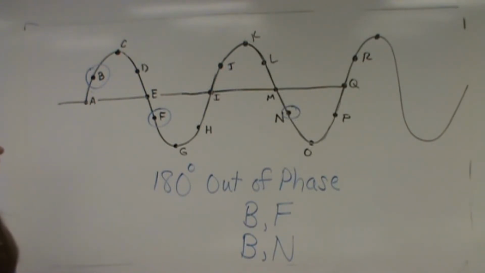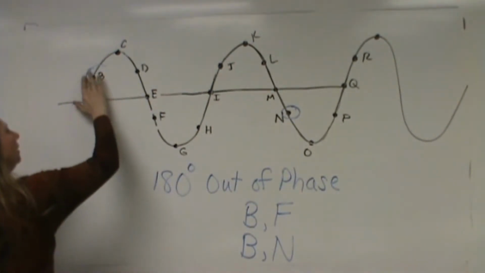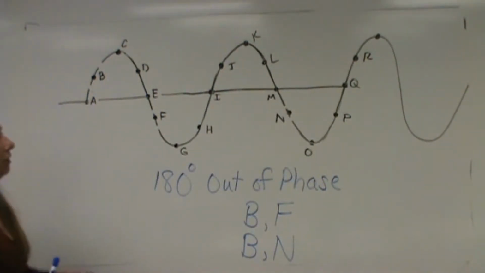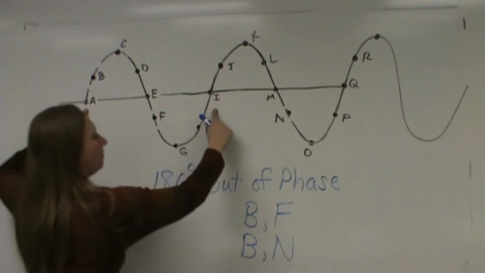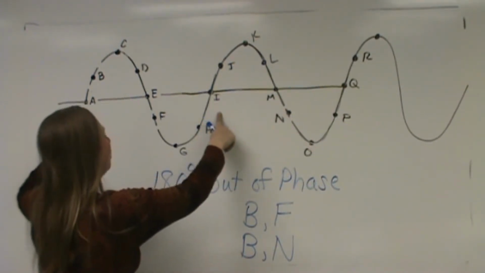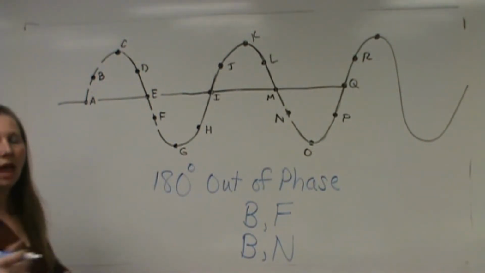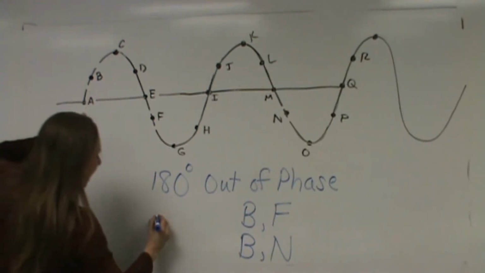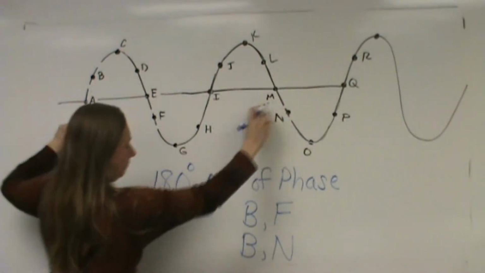All right? Maybe we should try one more. We want 180 degrees out of phase. How about from A? Who is 180 degrees away from A? Well, I is 360. I is in phase. So halfway between, E would be exactly 180 degrees out of phase from A. So 180 degrees out of phase, A and E, or A and M.